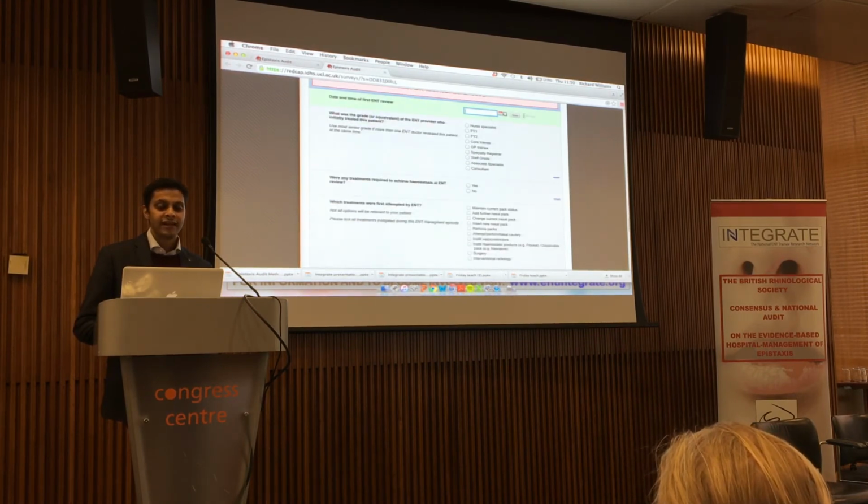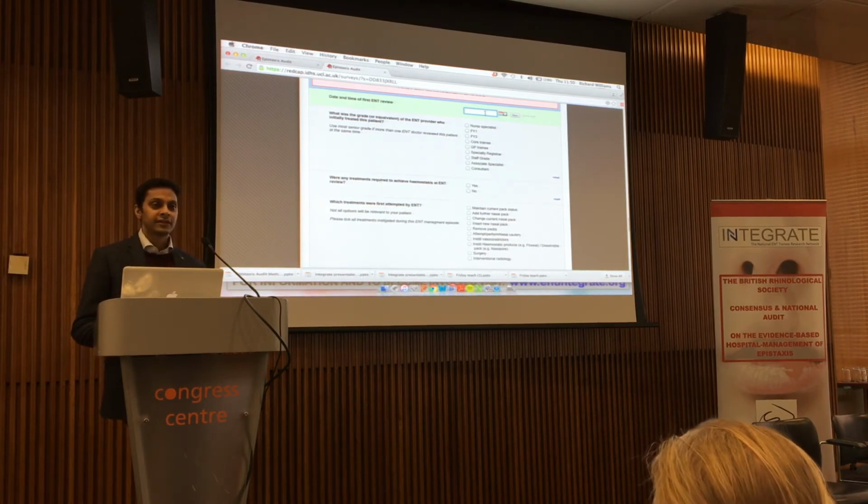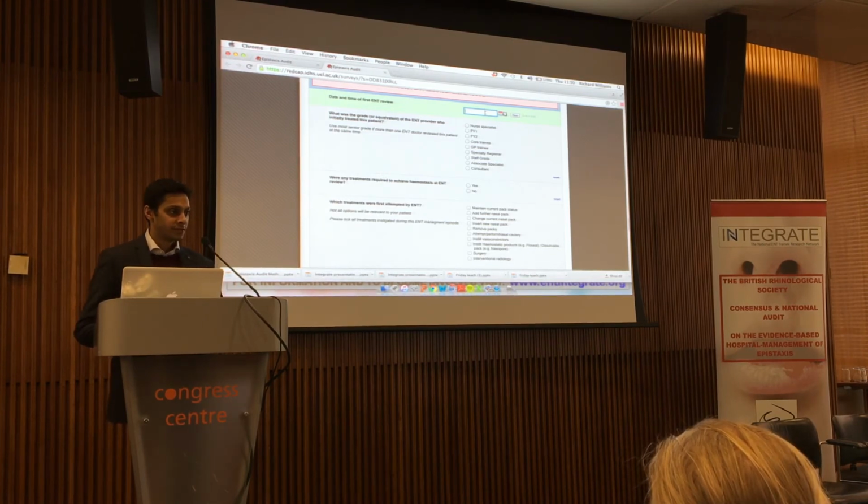I can't get rid of this now button, unfortunately. It is quite useful if you're filling it in prospectively. The problem is that if you leave it logged on for too long, it does log you out and you lose all the information, so don't leave them turned on.